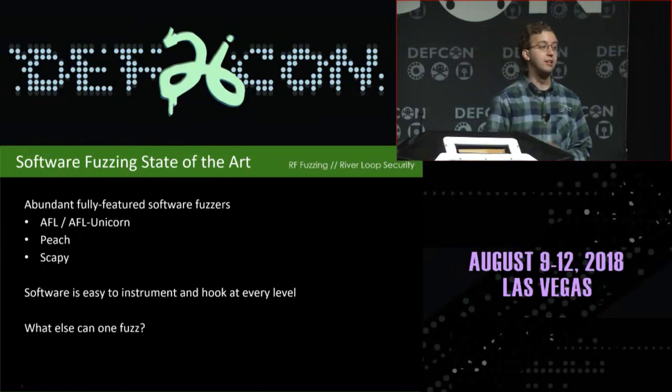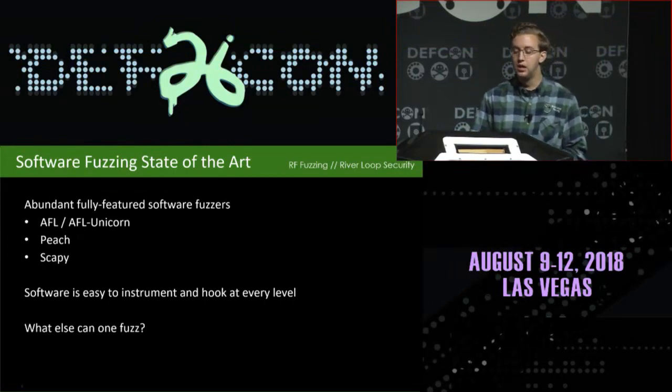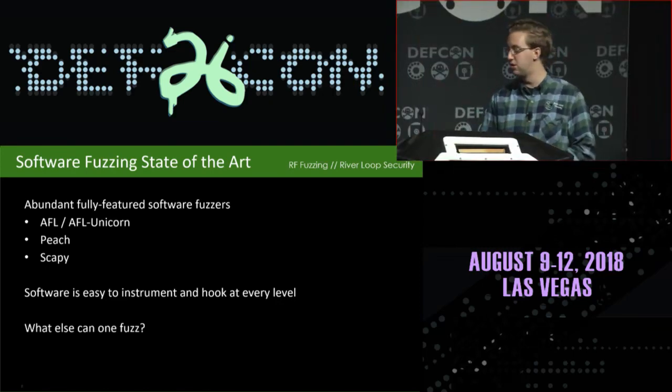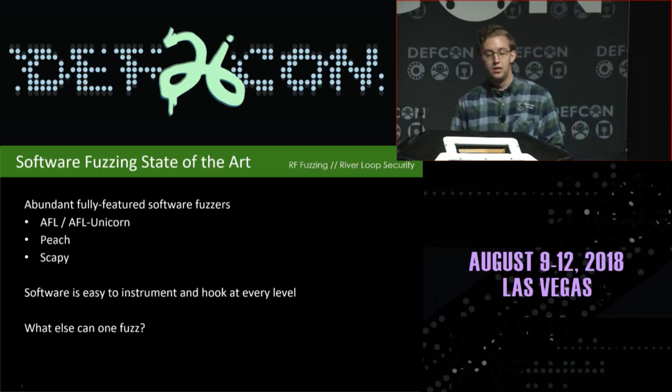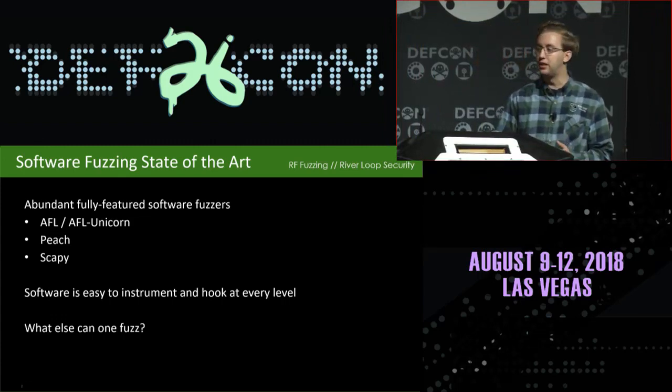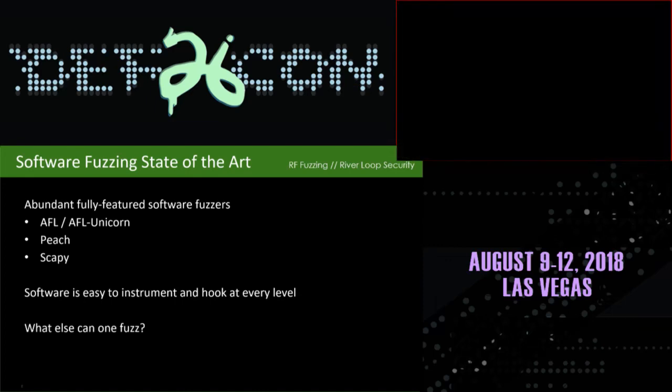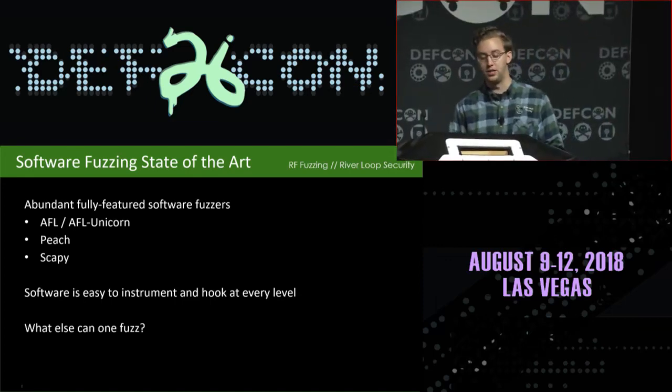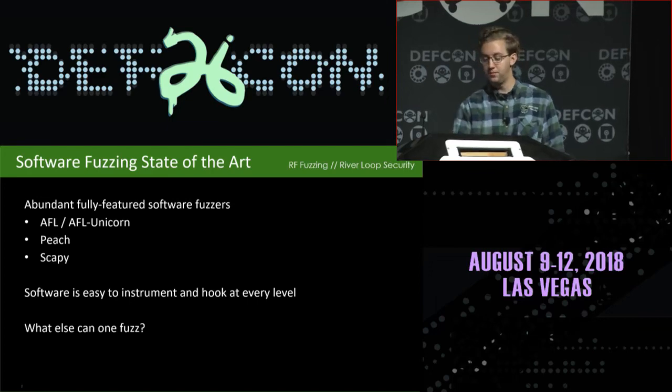And for software, there's a lot of really great tools out there, right? AFL, which is a pretty advanced tool that uses memory introspection to help advance its state coverage. Peach Fuzzer, which although is a legacy tool, is still used today. And Scapy, which is a network protocol generator, but also has some basic fuzzing in it. Now, what's interesting with software is you can instrument and hook it at many levels. You can control when it starts execution, when it finishes, and monitor the state through hooks or memory execution. But what else can one fuzz?